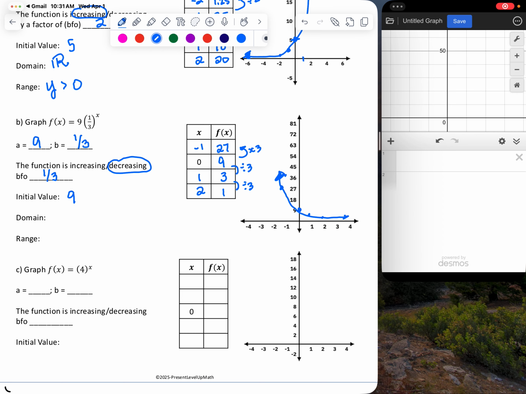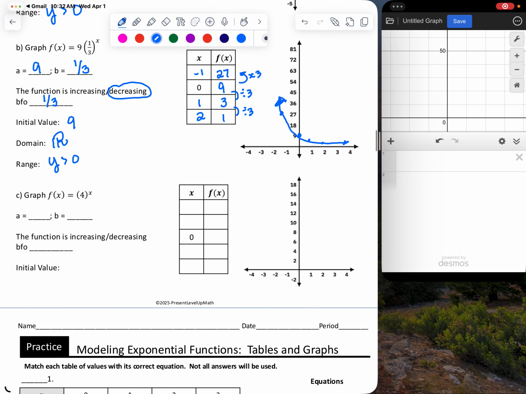So for the domain, it goes to negative infinity on the left and positive infinity on the right. So that's all real numbers. On the range, the y values are all staying in the positive numbers. So the y must be greater than 0. All the y values are staying in the positives.